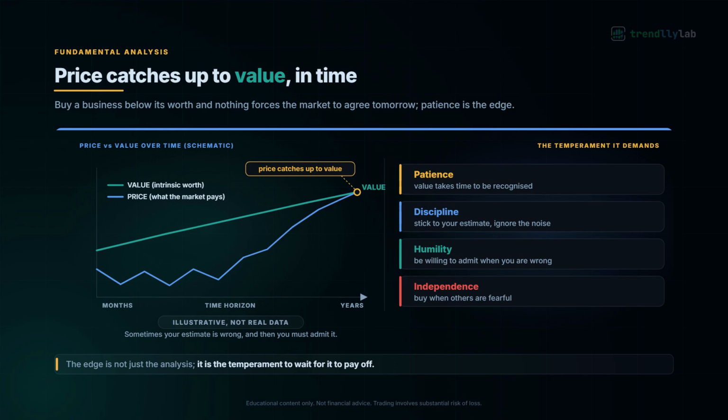One reminder before we go on. No analytical method removes risk. A careful estimate of intrinsic value can still be wrong. Businesses do deteriorate, and markets can stay irrational longer than you expect. This improves your odds. It does not guarantee outcomes, and it is education rather than financial advice. Next, we look at the gap between value and price, and the cushion it buys you.